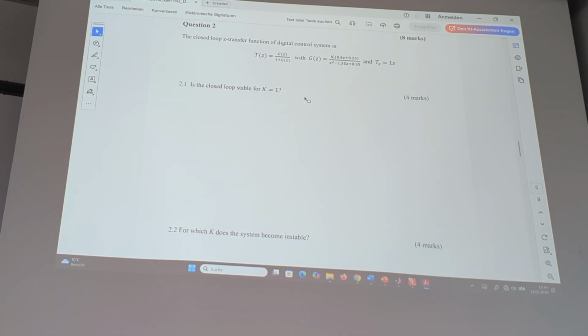And what is the condition for the poles to be within the unit circle? It means that the phasor length of each pole has to be less than 1. So you calculate the absolute value of the phasor length, and if it is less than 1 for all of the poles, then you know the closed loop is stable.